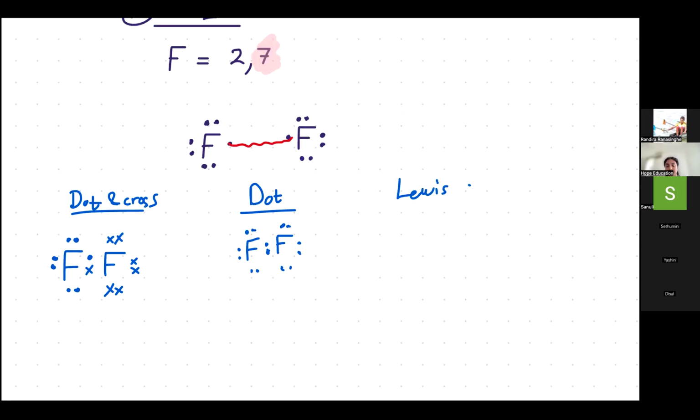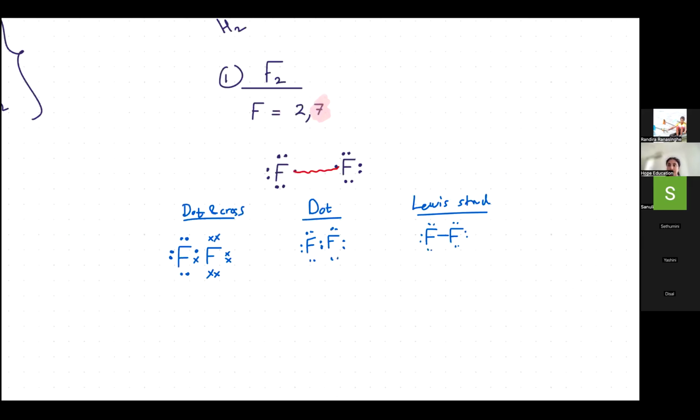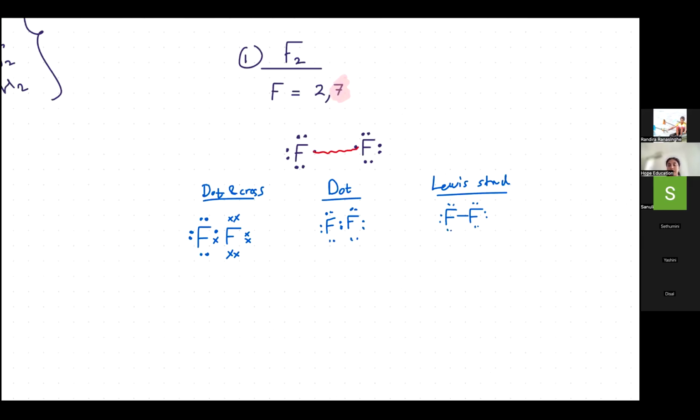Now the Lewis structure. The fluorine lone pairs I draw using dots. But the bond I show with a line. So since there's only one bond, I show it using one line. Is that clear? Everybody, others also might have confusions here, no? So is it clear to everybody?